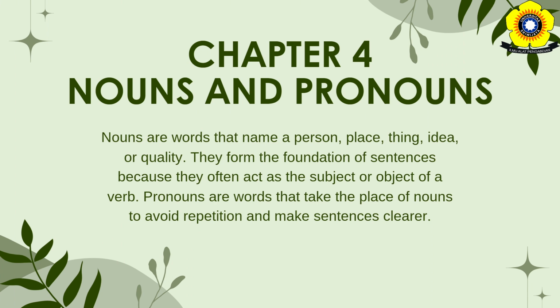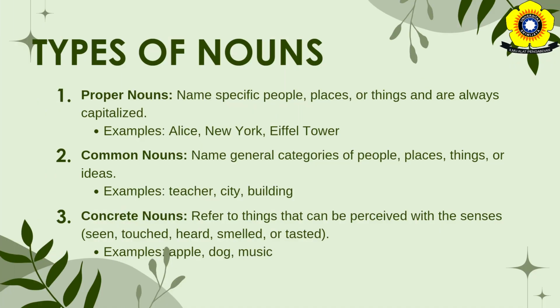Okay, chapter 4. Nouns and pronouns. Nouns are words that name a person, place, thing, idea, or quality. They form the foundation of sentences because they often act as the subject or object of a verb. Pronouns are words that take the place of nouns to avoid repetition and make sentences clearer.